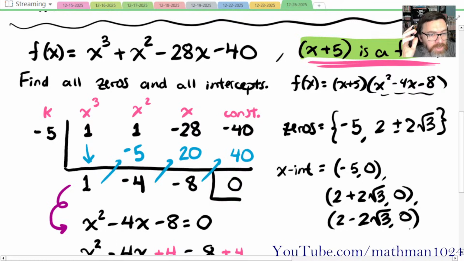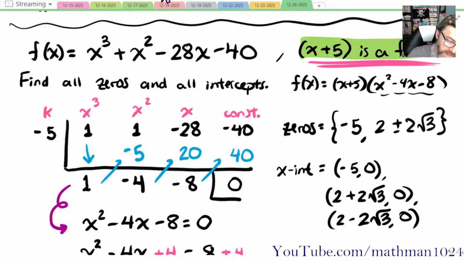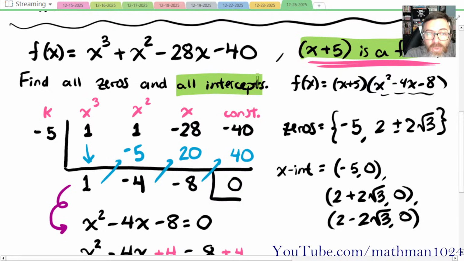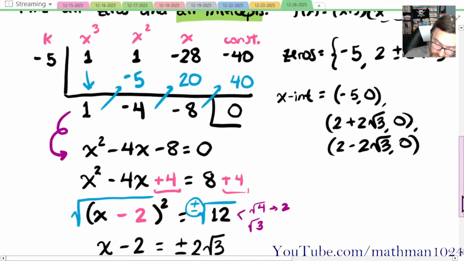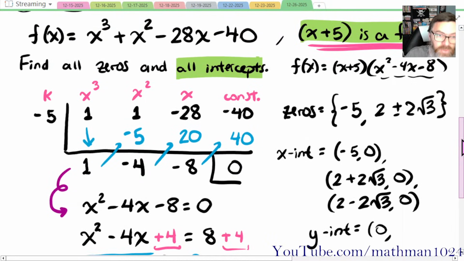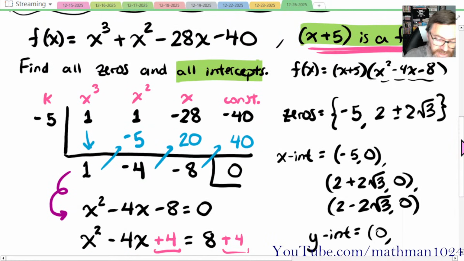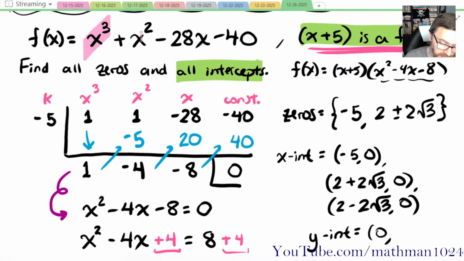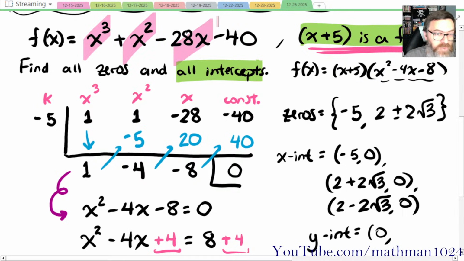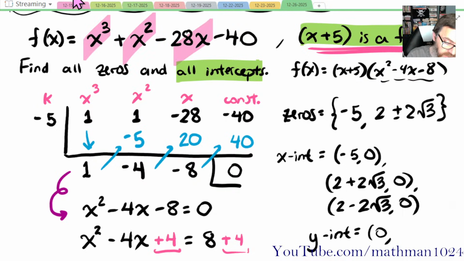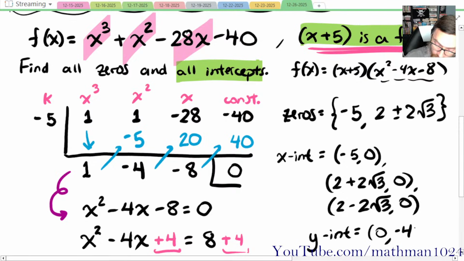All right, but notice that the question here said find all intercepts. Not just the x-intercepts, but also the y-intercept as well. For every polynomial function, there will be a y-intercept. It's always going to be of the form 0, comma something. If you go back to the original function, if I were to plug 0 into everything, that goes away, and that goes away, leaving us with the value of negative 40.